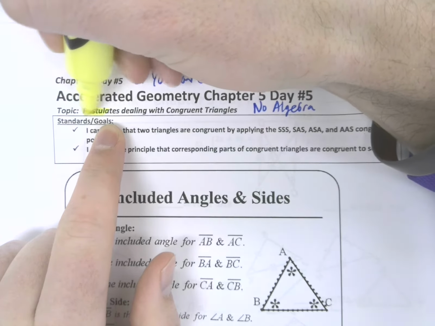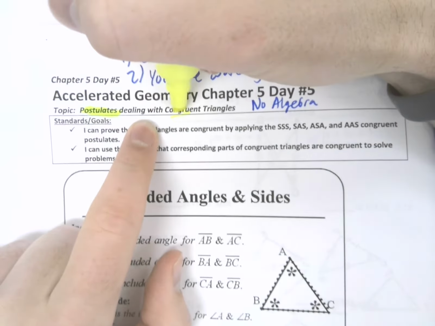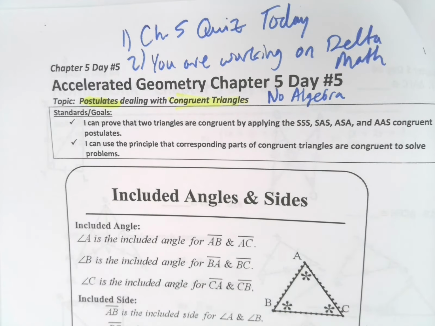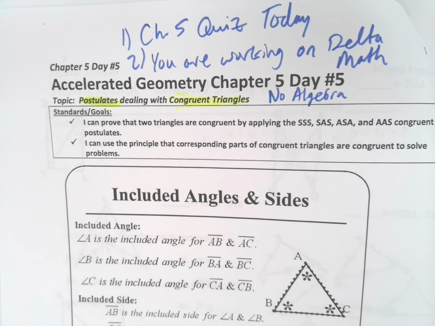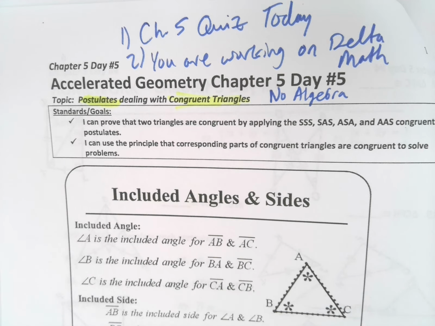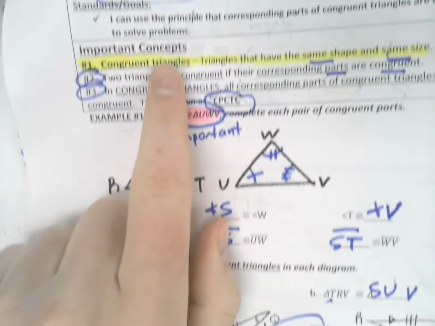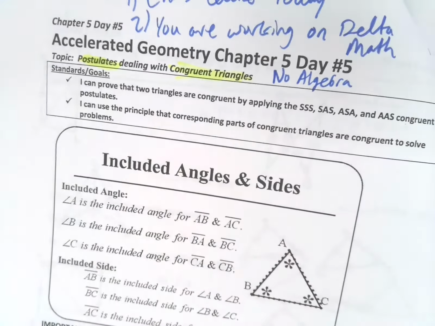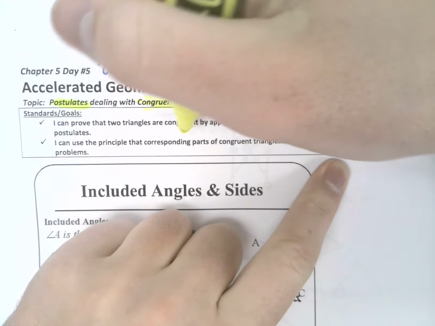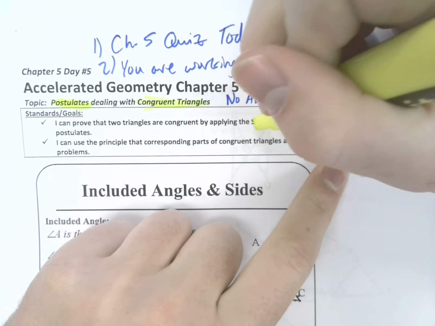We're going to be dealing with postulates that involve congruent triangles. If you remember, on day 4 we introduced the idea of congruent triangles, how they're the same triangles. So here on day 5, we're going to talk about a little bit more specifics. We're going to be involving some postulates, which we will get into.